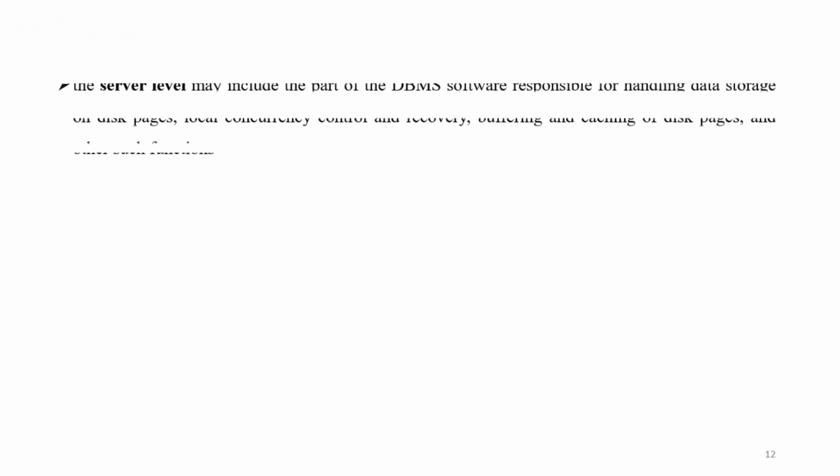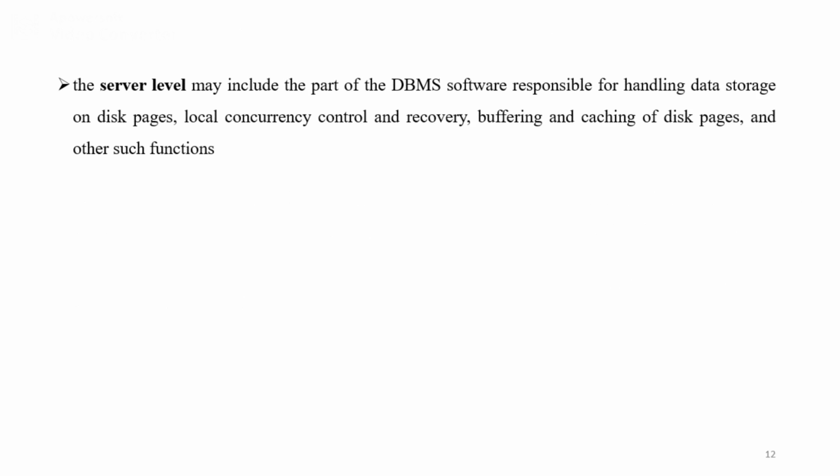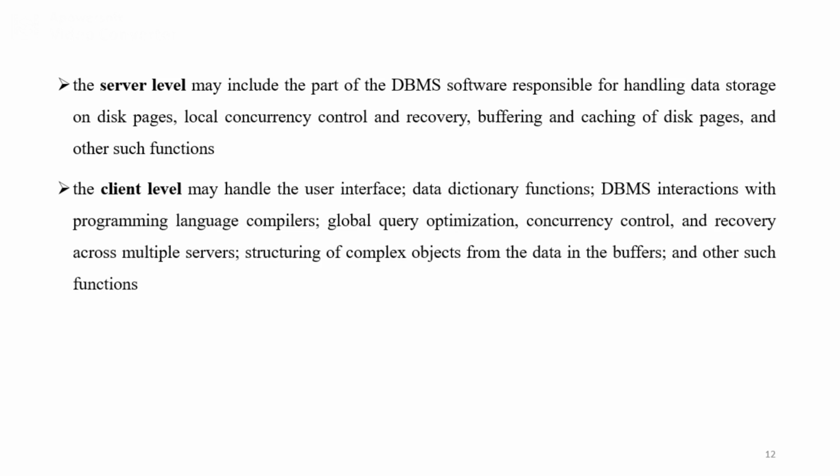The server level may include the part of the DBMS software that is responsible for handling data storage on disk pages. Local concurrency control and recovery, buffering and caching of data pages, and other such functions will be done at the server level.